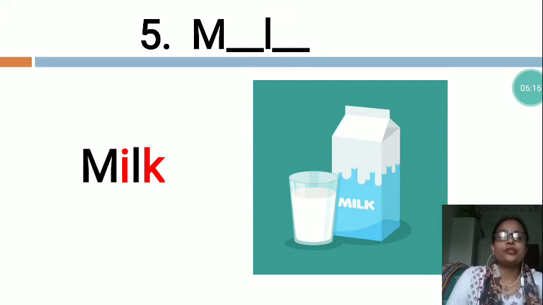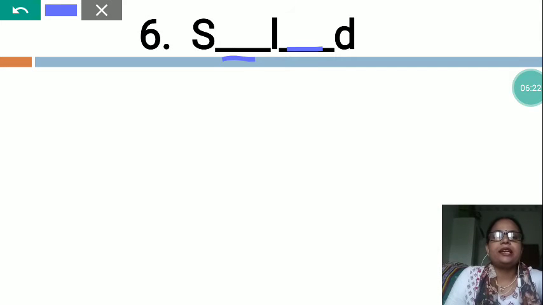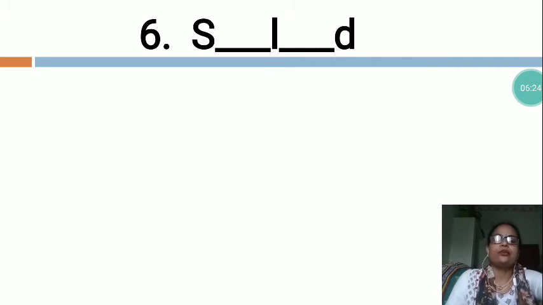So, dear children, you should drink milk every day. Now, the next is S dash L dash D. Now, which word is this? So, tell me. In this word also, two letters are missing. We will fill the correct letter at the proper place. But which word is this?